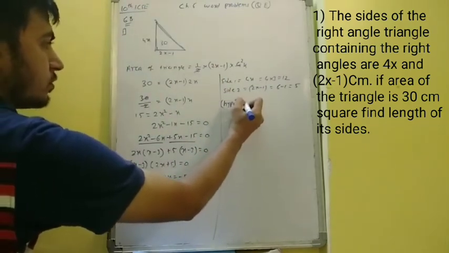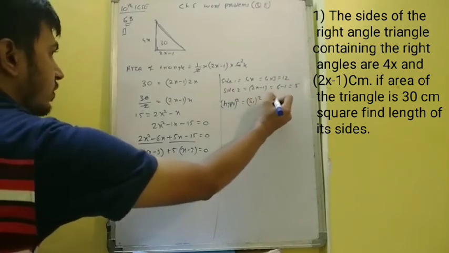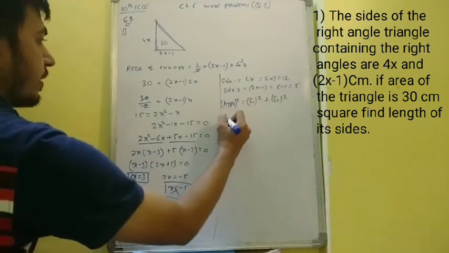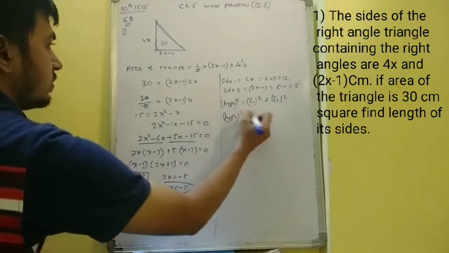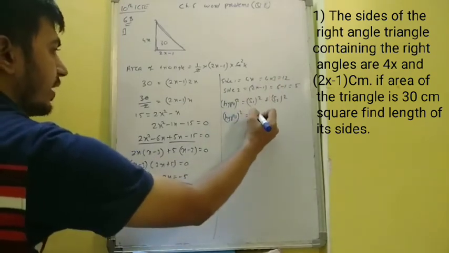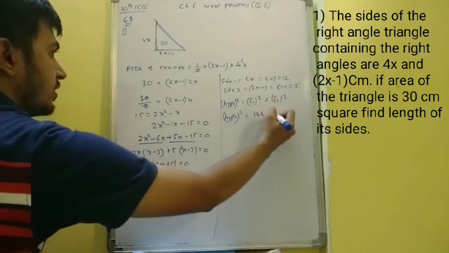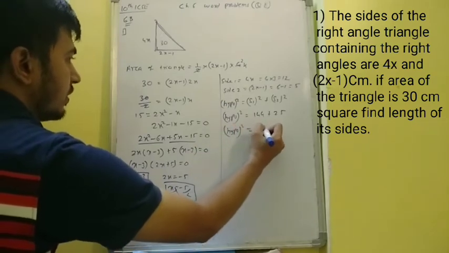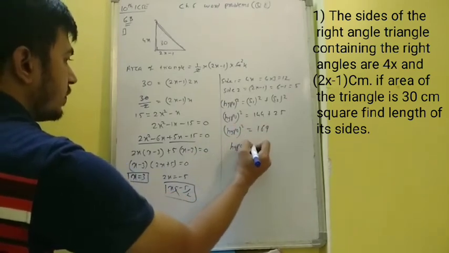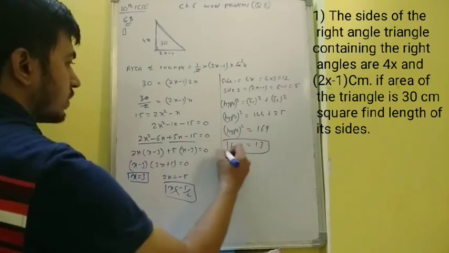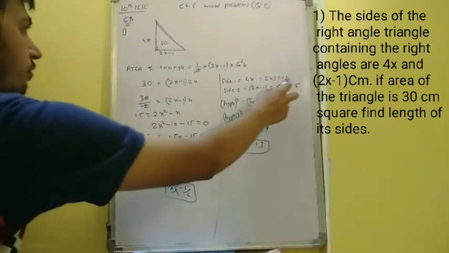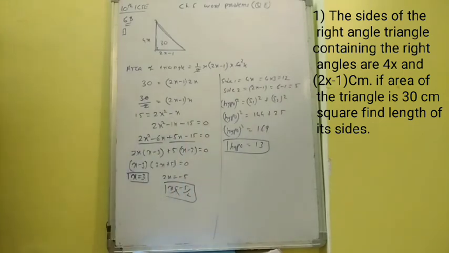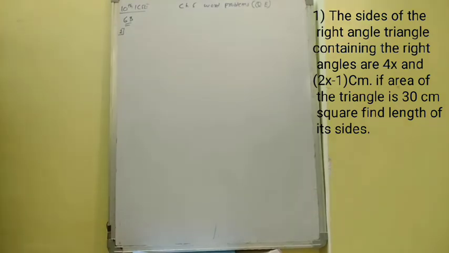Hypotenuse square is equal to side 1 square plus side 2 square. Hypotenuse square is equal to side 1 square, that is 12 square, which is 144, plus side 2, that is 5 square, which is 25. Hypotenuse square is equal to 169 and hypotenuse is equal to 13. Okay, so the sides are 12, 5 and 13. Okay, this was the first one. Let's move to the second one.